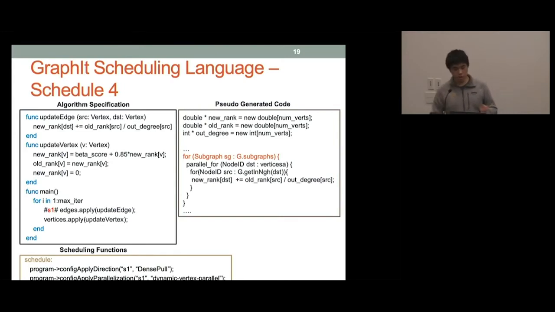Okay, so hopefully this answers the question on how the algorithm and scheduling language are related. So we have these labels in the algorithm language which the scheduling language can use to specify how to optimize certain parts of the algorithm. Yeah, you could put an S2 on some other line and then apply some other optimizations, yeah.